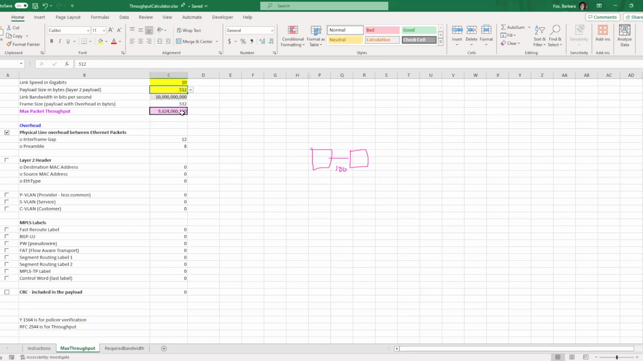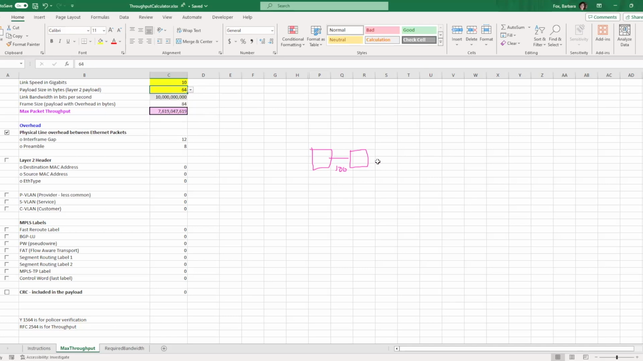So if instead of having a 64 byte packet, we had a 512 byte packet, we would get 9.6 gig of traffic through. And if we had a 1024, we would get 9.8 gig of traffic through. And if we had a 9000, we would be able to use almost a whole link. And that's because the bigger the frame size is, the fewer interframe gaps there are, because there are fewer frames. So the bandwidth overhead gets much lower.